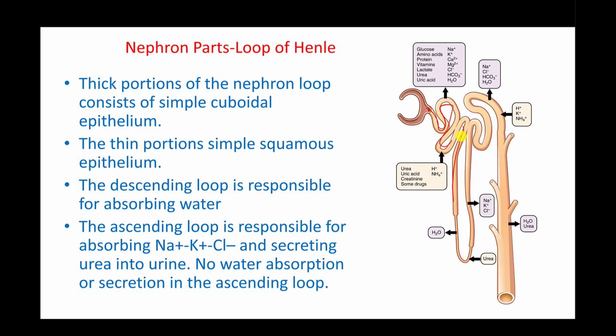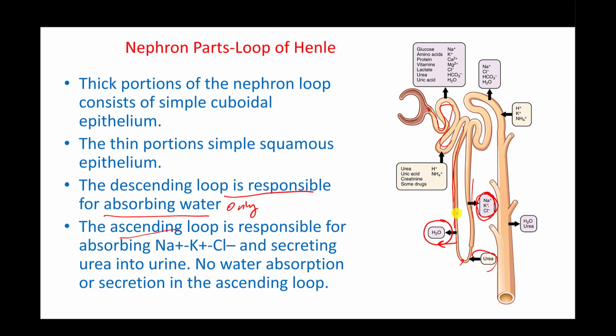In the nephron loop, it's made out of two things, the descending and the ascending. The descending is solely responsible for absorbing water. That's it. Only. It absorbs water. Whereas the ascending loop is absorbing sodium, potassium, and chlorine. There is some secretion of urea into this loop, but mainly we have two major absorptions of water and ions there.